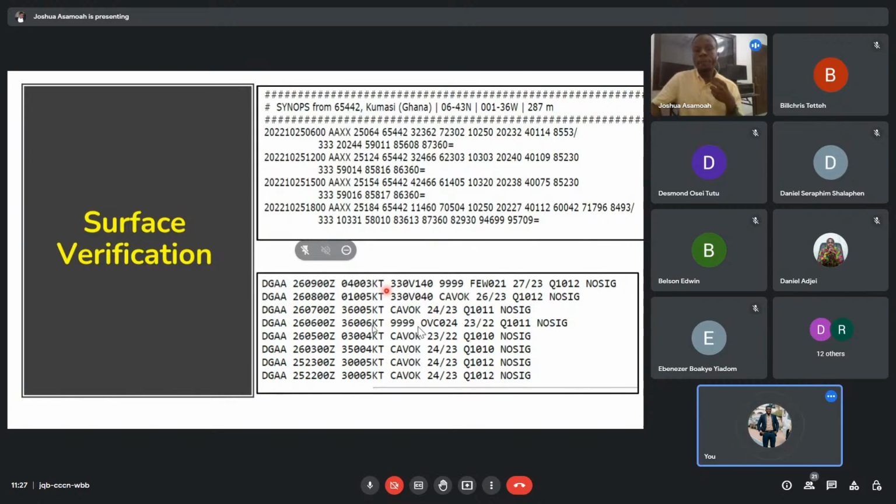And then, okay, it's just telling us that the message has ended. So you end the message with an equals sign.